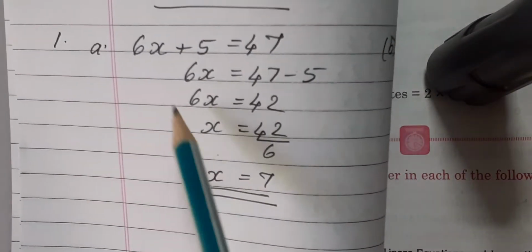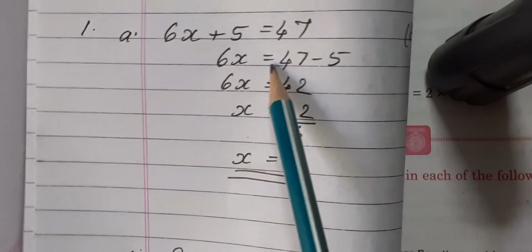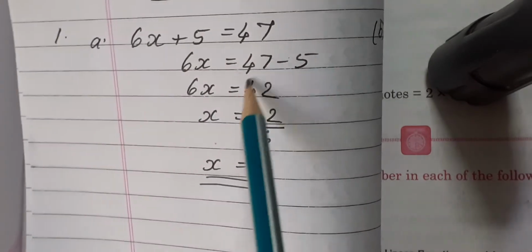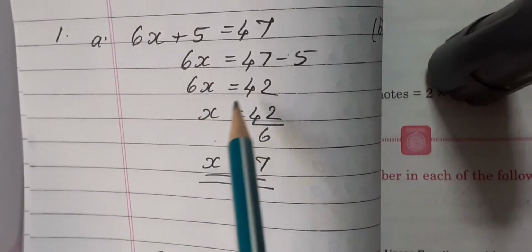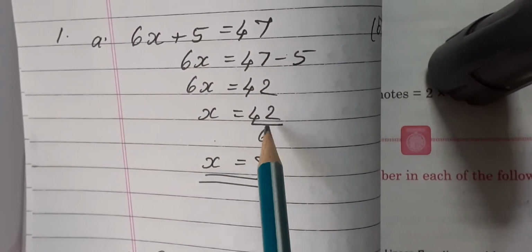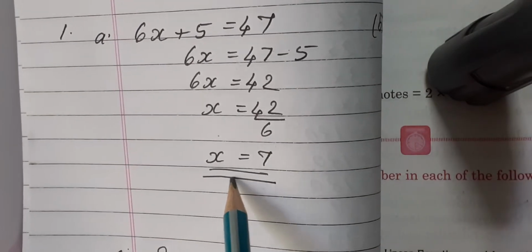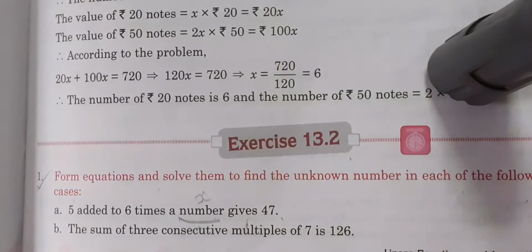Okay, so we got the equation as 6x plus 5 is equal to 47. So 6x is equal to, shifting this 5, 47 minus 5. So 6x is equal to 42. x is equal to 42 by 6. So the value of x is equal to 7. Okay. Now the second question.